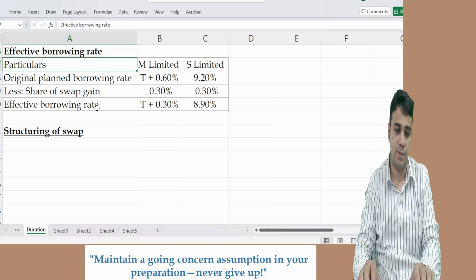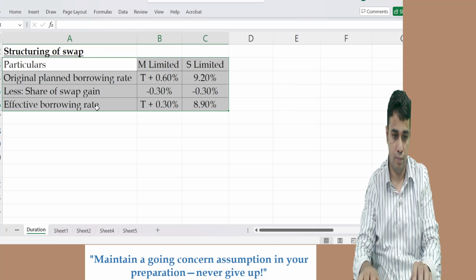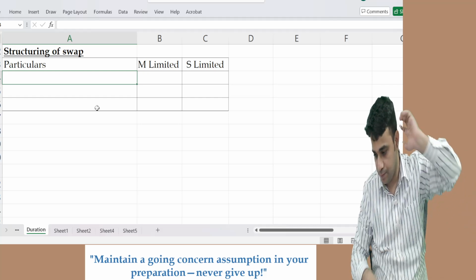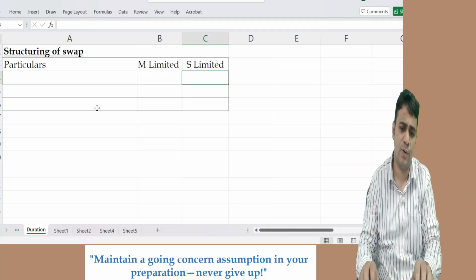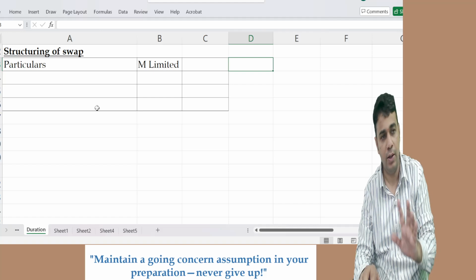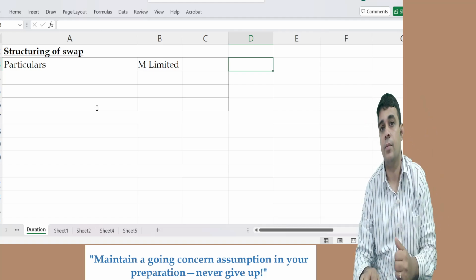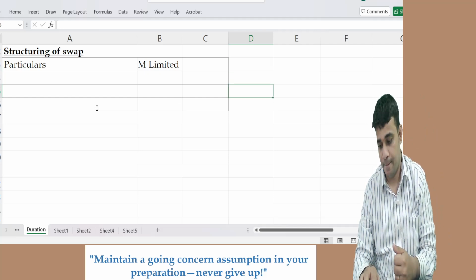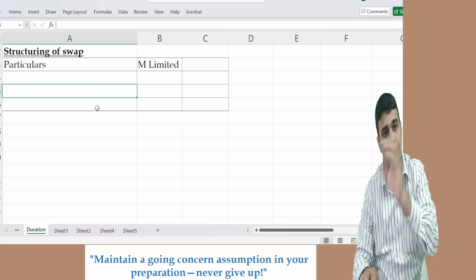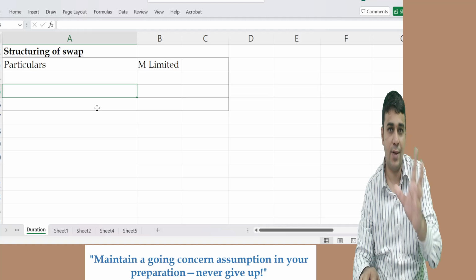Particulars and two companies, or particulars in one company. Yes, we will do it separately because some students get confused. Doing it together is also possible, but I'll do it separately. First, let me close M. Maybe you can have another column called S, but let's first close M. Another column you can have called S, where something else will happen.